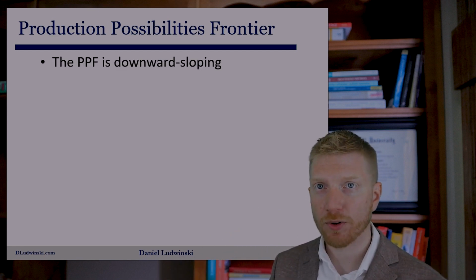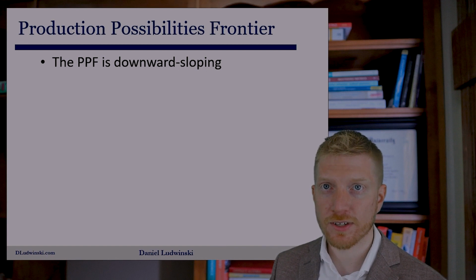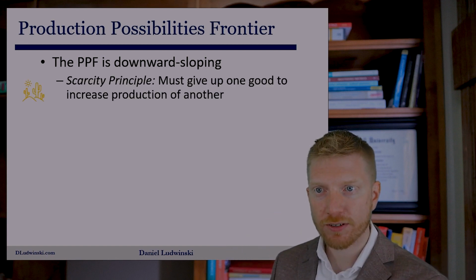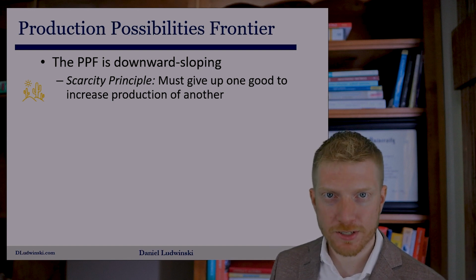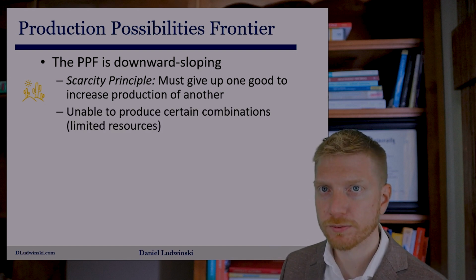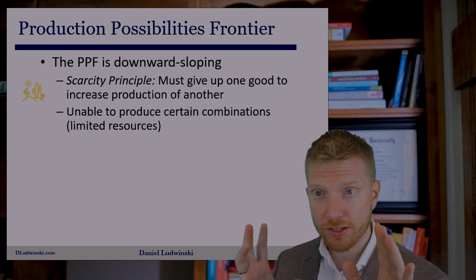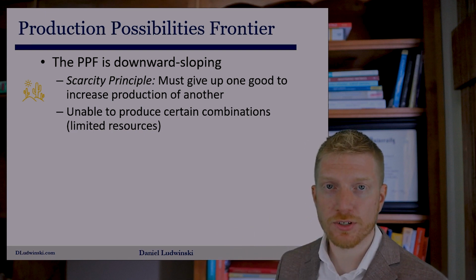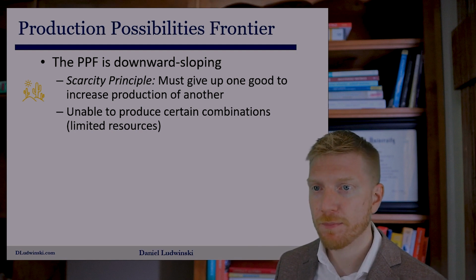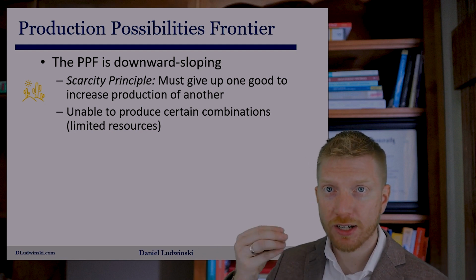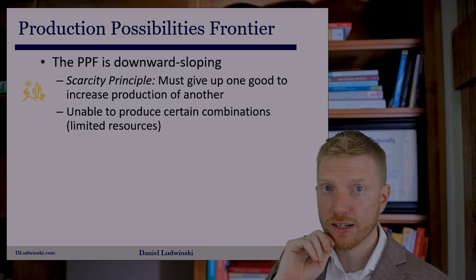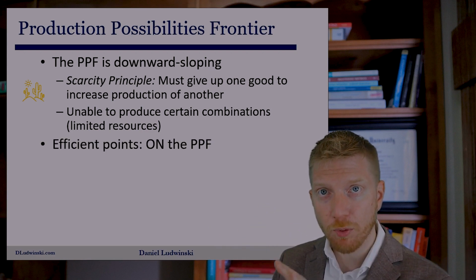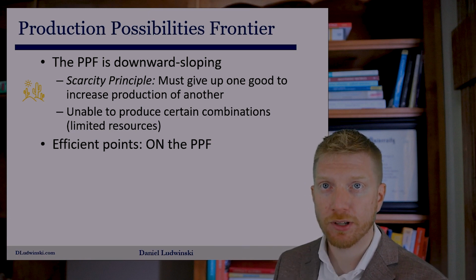It's still going to be downward sloping. This is because of the scarcity principle, right? It's downward sloping because there are trade-offs. You have to give up something to get more of another good. It's also going to show us what combinations are not producible. This is due to limited resources. The other thing the PPF is going to give us in a general sense is the points that are efficient. The efficient points are only the points on the production possibilities frontier.